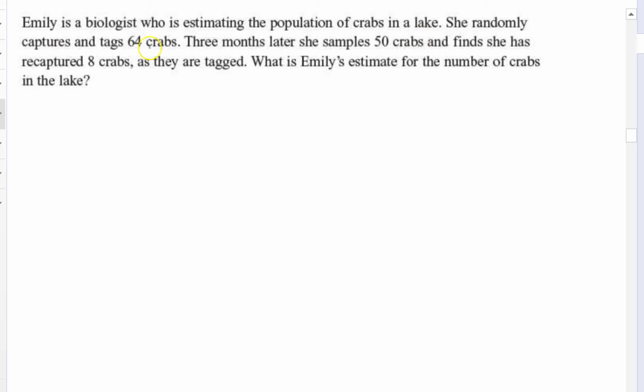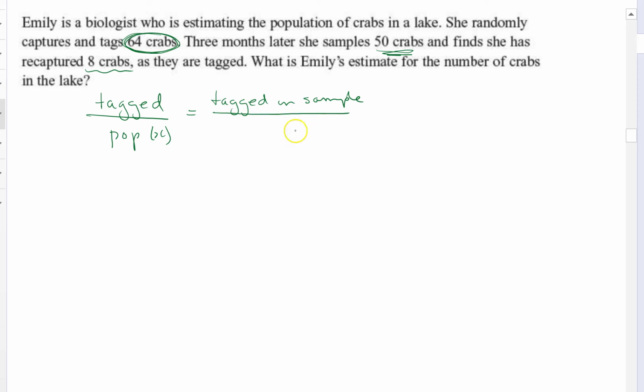She randomly captures and tags 64. 3 months later, she must have tagged them and then re-released them, she samples 50 and finds that 8 of them have been tagged. What would Emily's estimate for the total number of crabs in the lake be? So we start off with tagged over the population, which we can call x, equals the tagged in the recaptured sample over the total in the sample.